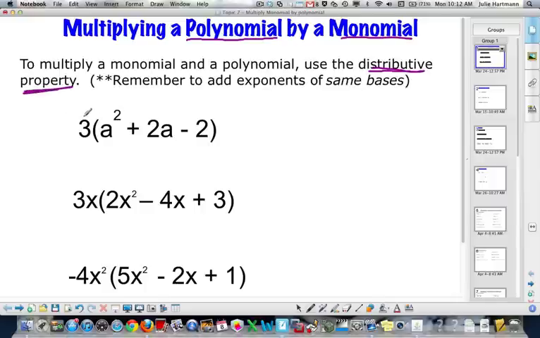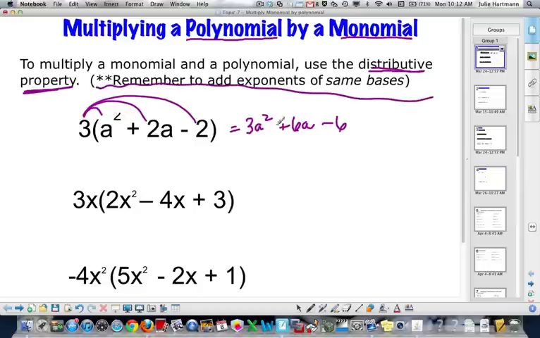Okay, so we're just going to distribute the 3 through. 3 times a squared is 3a squared. 3 times positive 2a is plus 6a. And then 3 times negative 2 is negative 6. Alright, now this other note in here, remember to add exponents to the same base.